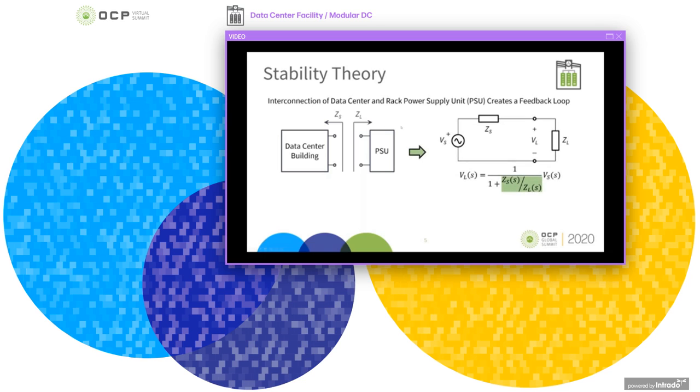When these two systems are interconnected, we can model the system with this simple electrical circuit, where CS is the building impedance or data center impedance, and CL is the load impedance or PSU impedance. And then the voltage on the PSU is a function of the ratio between the impedance of the source and the impedance of the load. If this impedance ratio were to become -1, the denominator becomes 0 and the voltage becomes infinite and the system is unstable. So the objective for system stability is to maintain this ratio away from -1.